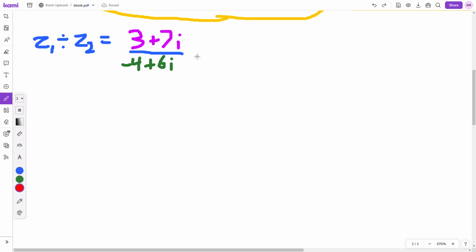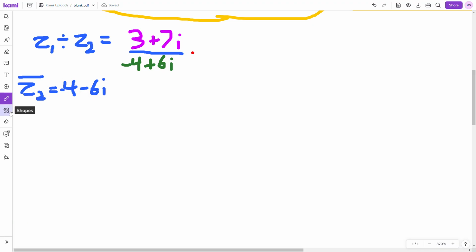So what is the conjugate? Well, we're looking for the conjugate of z sub 2, and we'll use this little symbol here. That equals minus 4 minus 6i. All right, that's what that is. And so that's what we're going to multiply by.